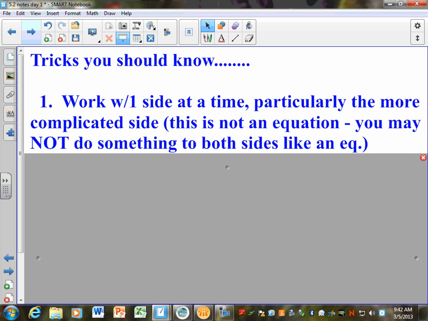And so every one of these we do today, I'm going to ask you, which side do you want to work with? And there's not always a clear-cut answer. Sometimes they both look terrible, and it doesn't matter which side you start with, which is why it's so much fun to grade these. Because everyone can do them differently.